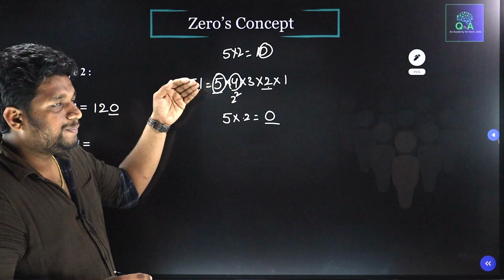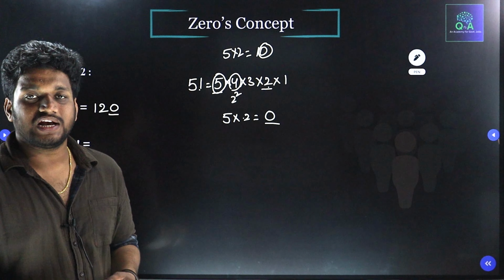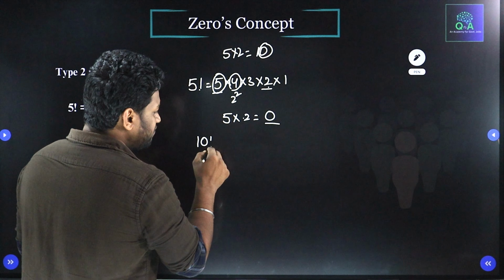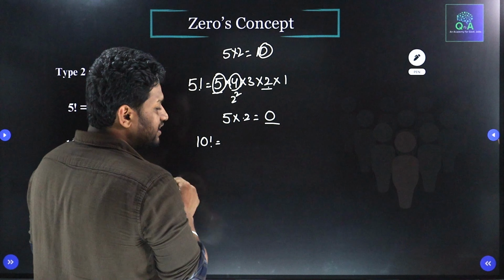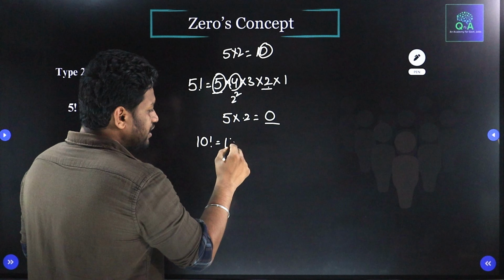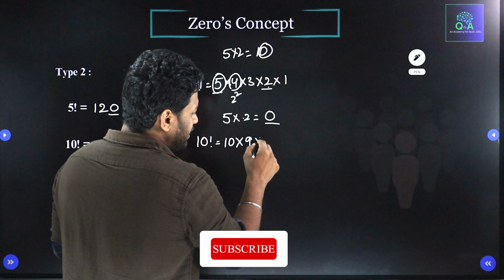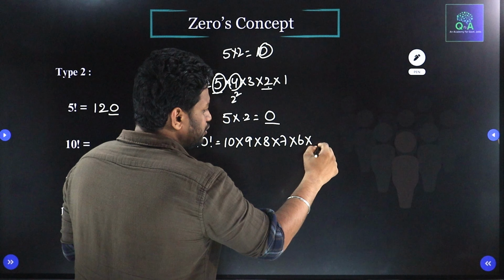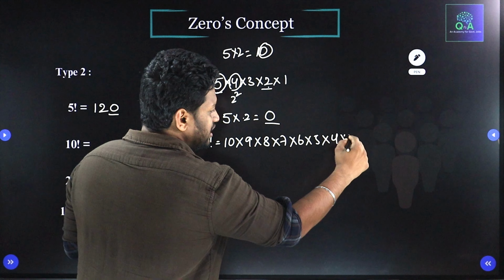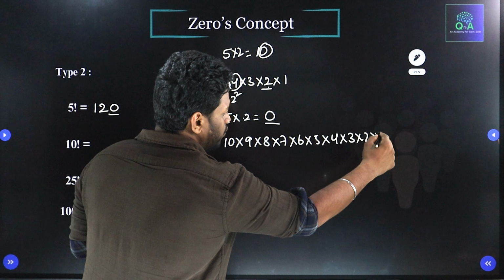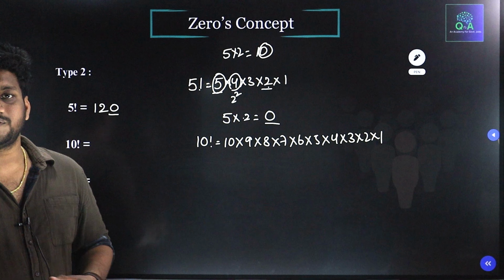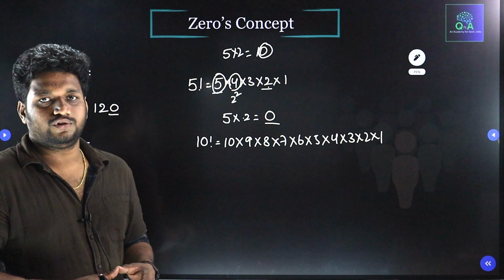Understood? Now, let me take one more example to give more clarity about this trailing zeros concept. Now, I'll be taking 10 factorial. If I take 10 factorial, how do I have to write it? 10 into 9 into 8 into 7 into 6 into 5 into 4 into 3 into 2 into 1.